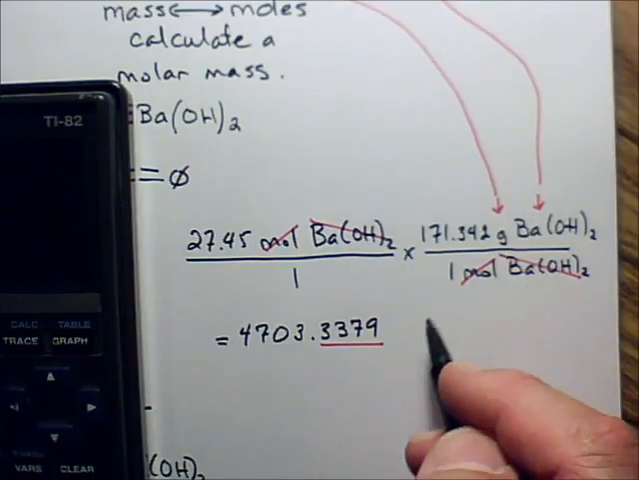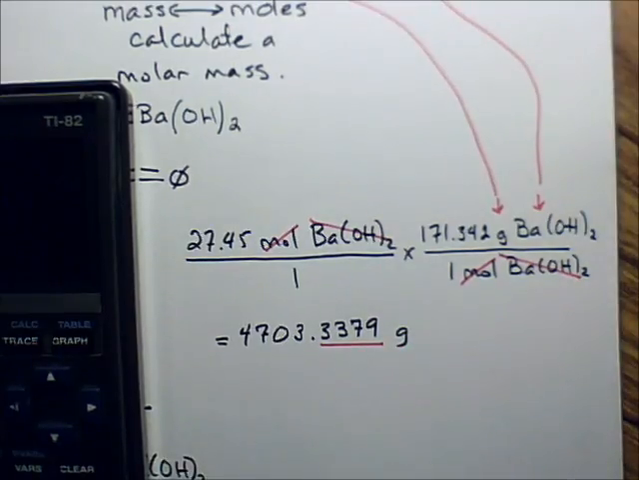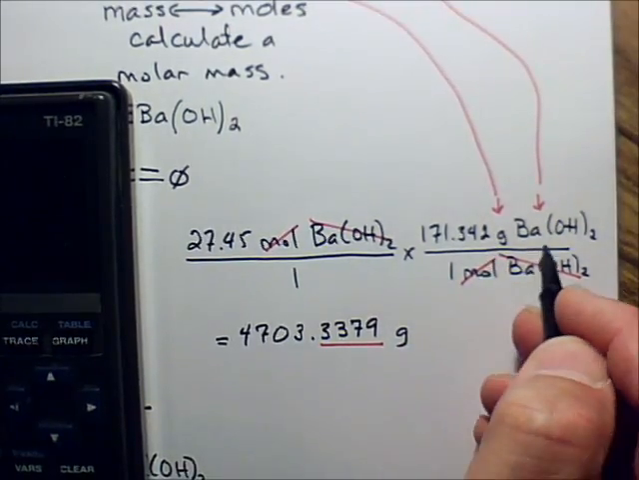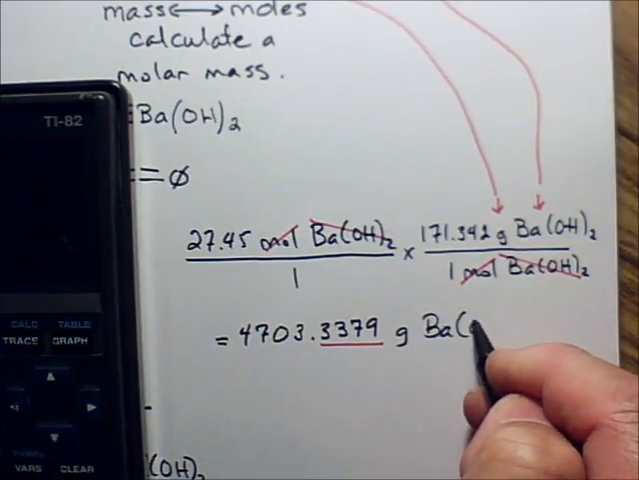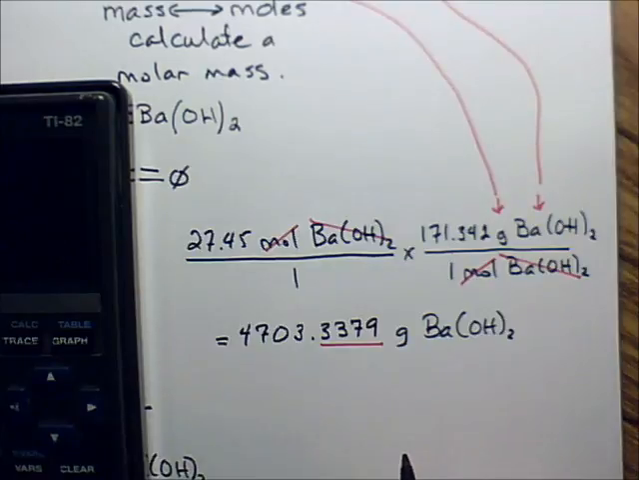We have units of measurement of grams, and we have a species left, we haven't canceled out here, of barium hydroxide. And so now we're ready to write our rounded off answer.